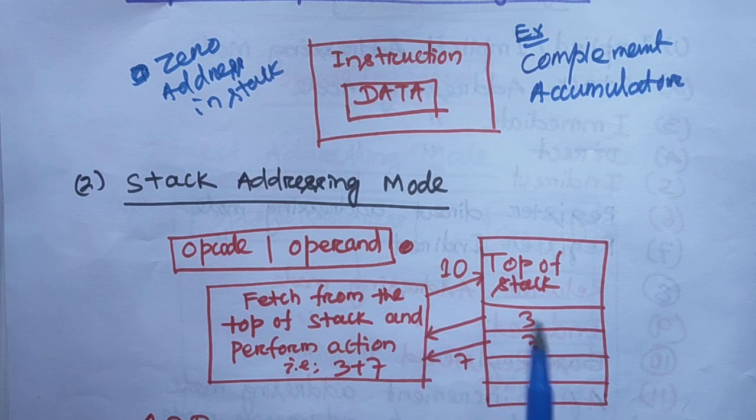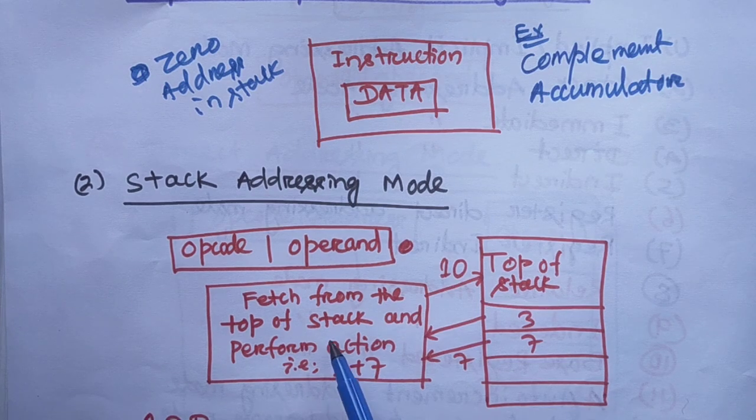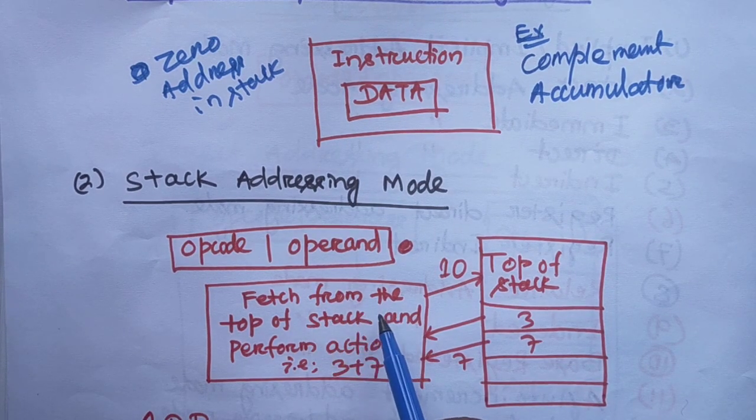In this case, whenever you use the opcode part and operand part, we can define in a very simple way how they are used in stack operation mode. It is mentioned simply: fetch from the top of the stack and perform the action.